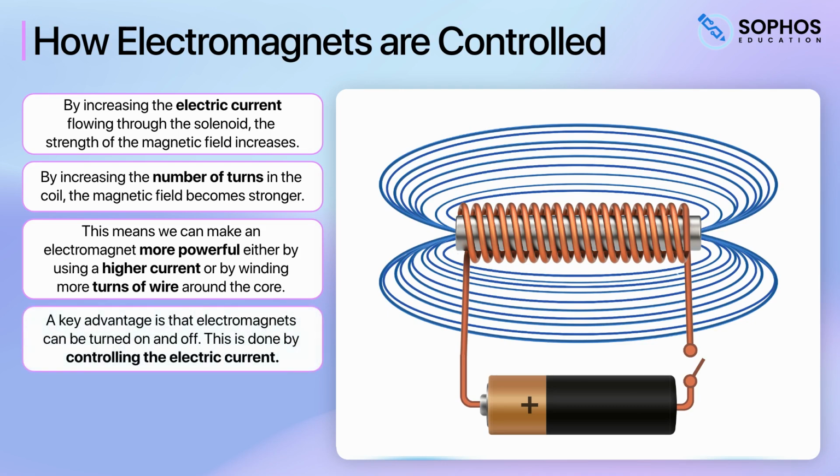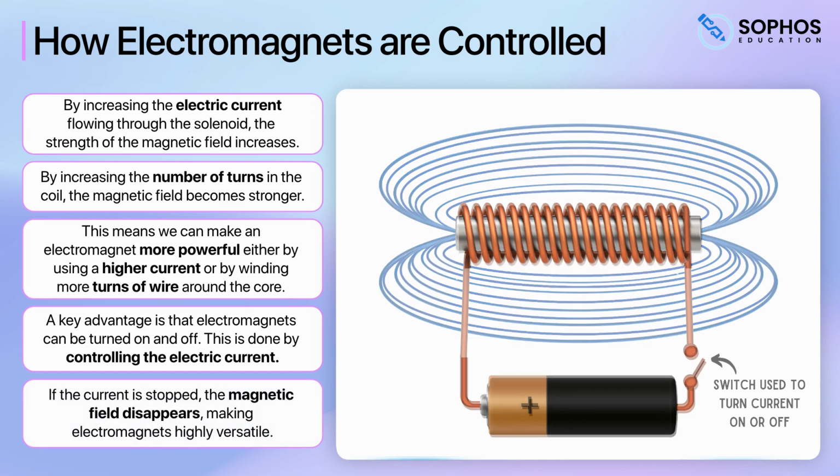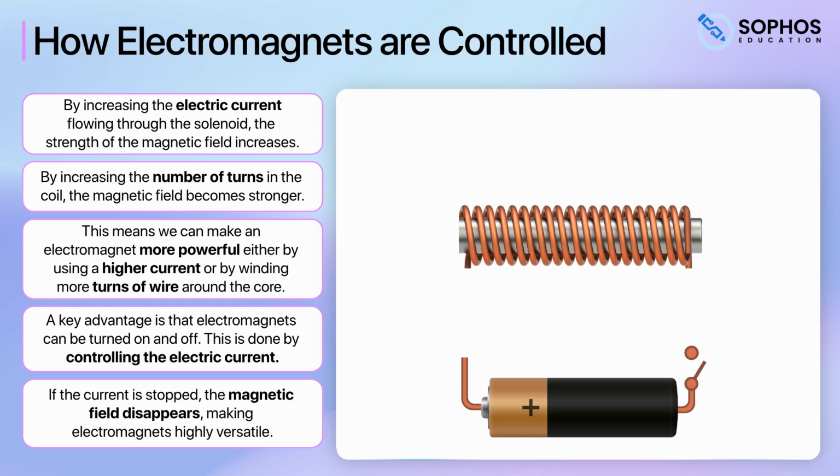One of the key advantages of electromagnets is that they can be turned on and off. This is done by simply controlling the electric current. If the current is stopped, the magnetic field disappears, making electromagnets highly versatile in various applications. Let's now turn to two of these.